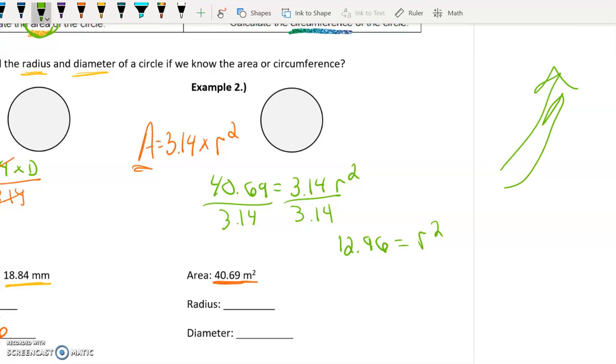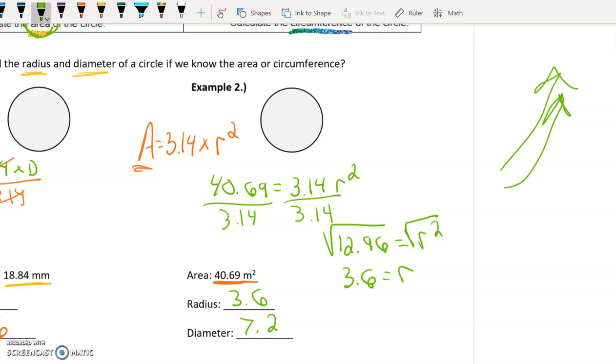And again, consider what we did up here. How do we get rid of an r squared? By square rooting it. Anytime you have a square, how do you get rid of it? By square rooting it. So if I go ahead and square root 12.96, that gives me 3.6 equals r. That is my radius, 3.6. Now if I want to find my diameter, I times that by 2 because I need 2 of them. That gives me a diameter of 7.2.